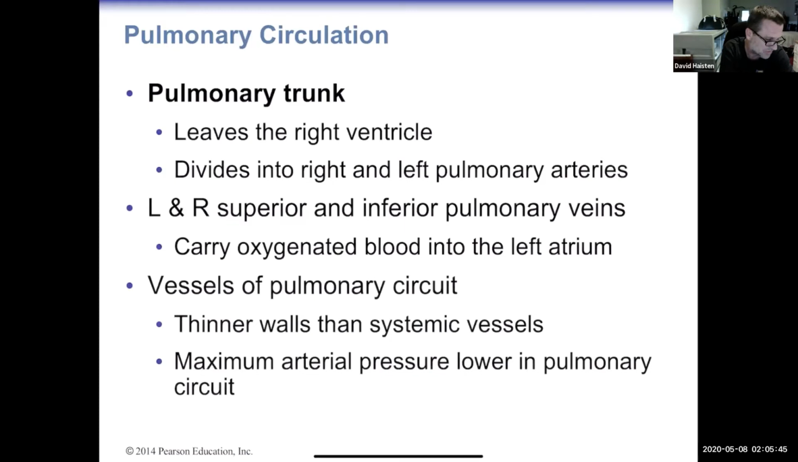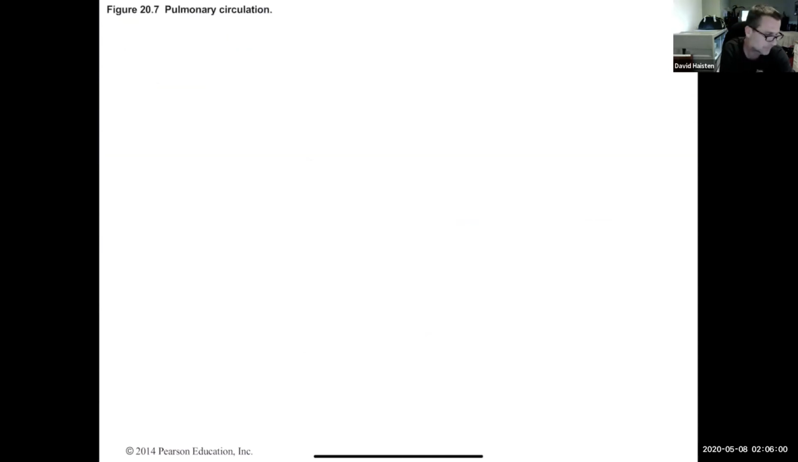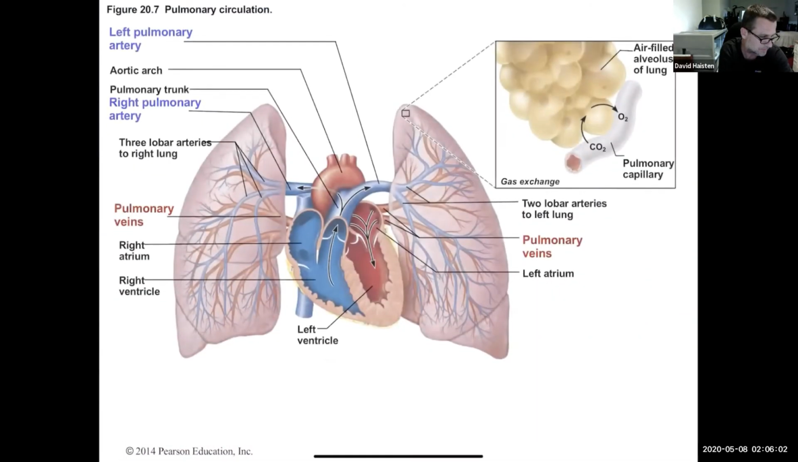Vessels of the pulmonary circuit have thinner walls than systemic vessels. Maximum arterial pressure is lower in the pulmonary circuit, because it doesn't have far to go, and you don't want high pressure being sent to blow out the capillaries in your lungs. There it is, pulmonary circulation.